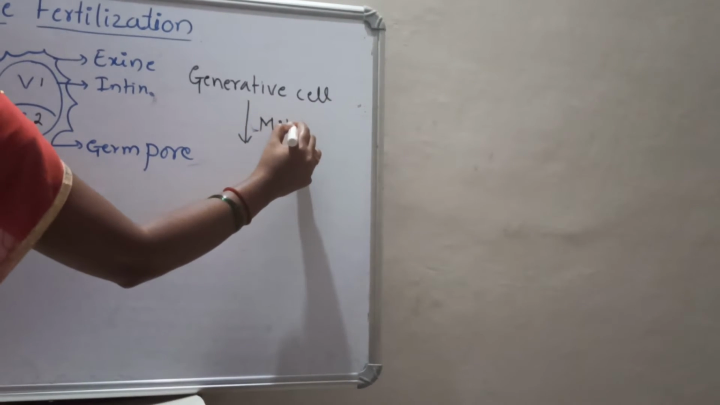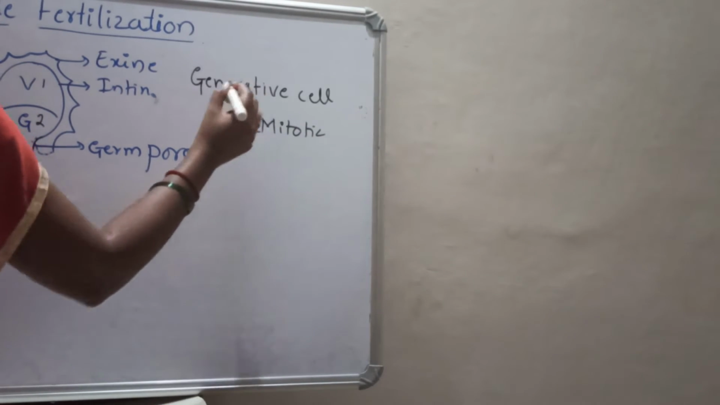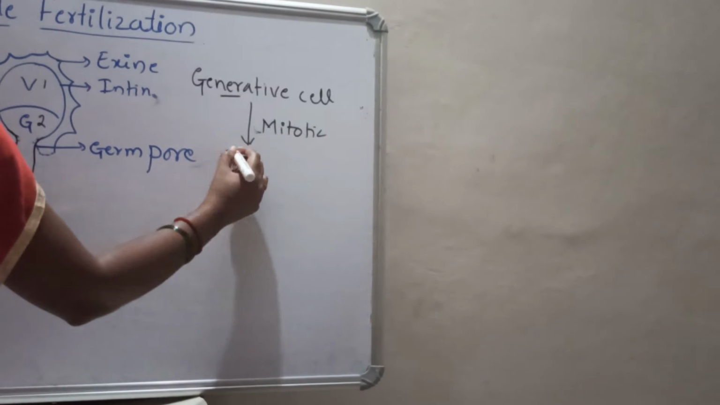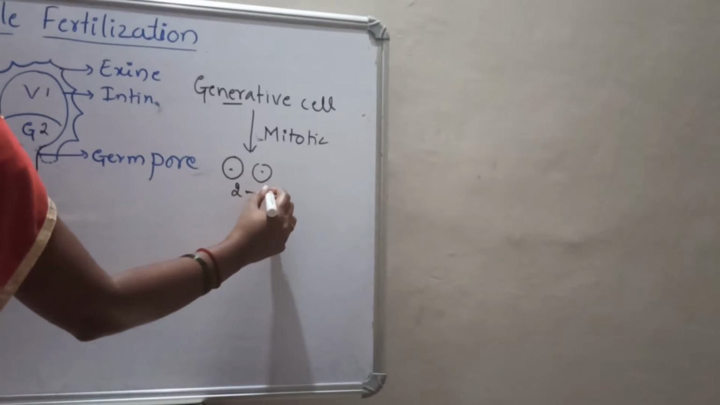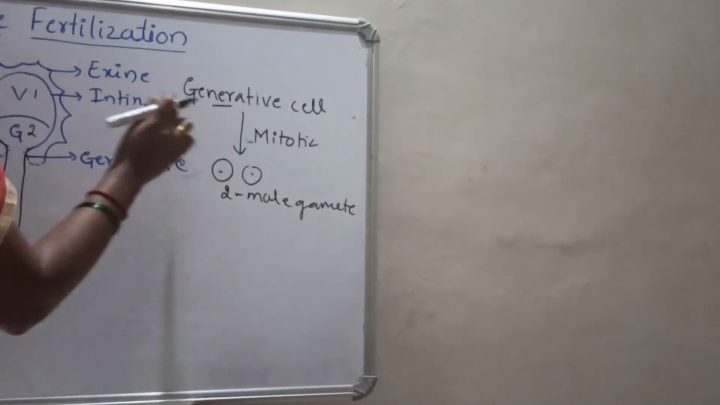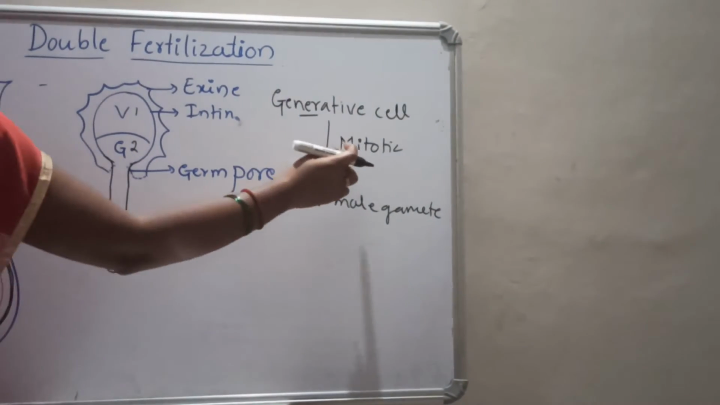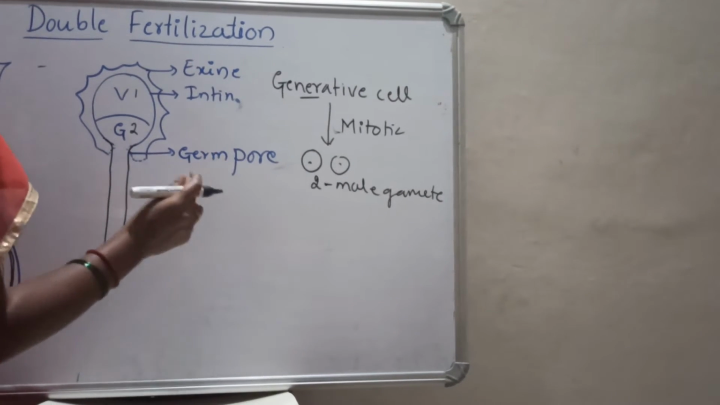One mitotic division takes place here, and that generative cell produces the two male gametes. These are the two male gametes. The one generative cell divides mitotically and produces the two male gametes.